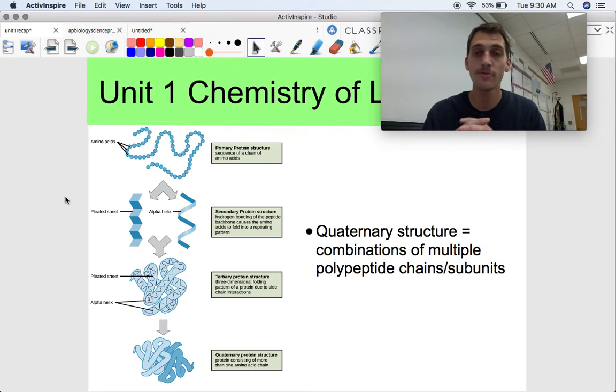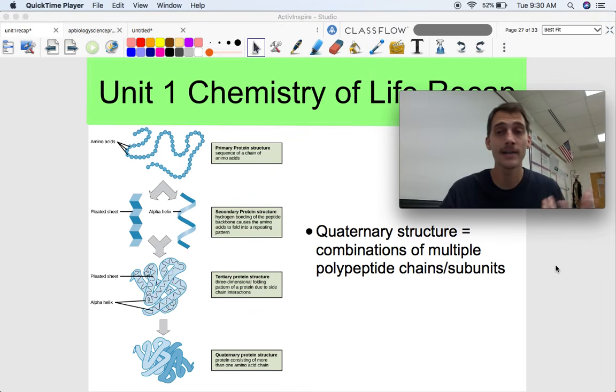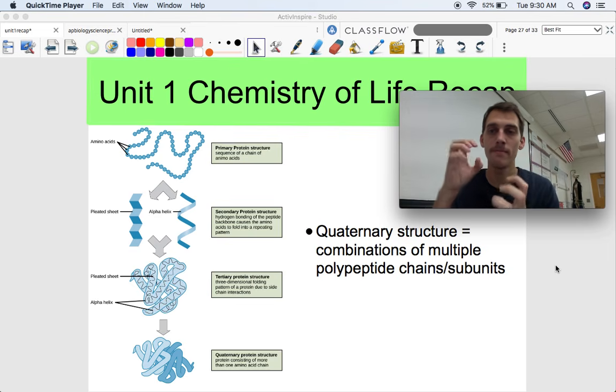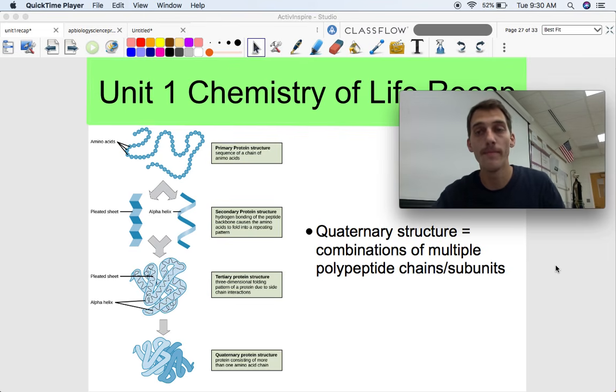And quaternary structure is the most complex form of protein structure. Quaternary structure of a protein is where you have combinations of multiple polypeptide subunits or multiple polypeptide chains. For example, the main one that I go to is hemoglobin. Hemoglobin is a protein that carries oxygen in your blood. It is made of four different polypeptides put together into one big protein. So that is studying what we call the quaternary structure of a protein.